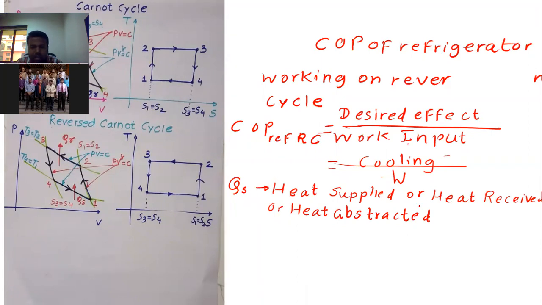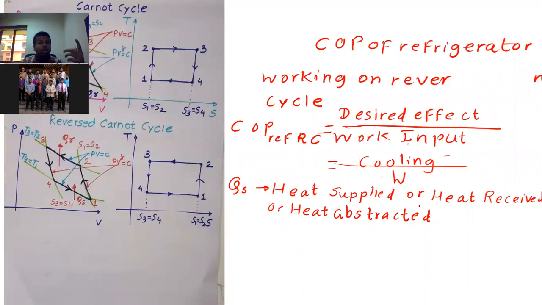What happens in the refrigerator is that heat is abstracted. Whatever food items you keep in a refrigerator, the heat is abstracted from those food items. Here we are interested in QS. So QS amount of heat is abstracted in the refrigerator.